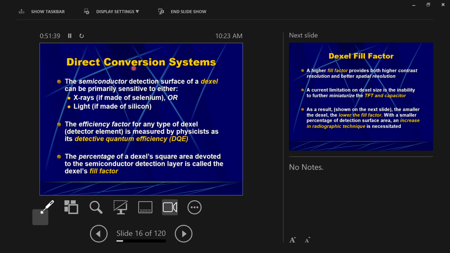All DR systems either use selenium or silicon. If you have a system that uses silicon as its detector, as its semiconductor, it's not sensitive to X-ray light. So you have to convert the X-ray light into another kind of light. Your phones, your little camera chips on your phones, the detectors are all made of silicon because your phones are sensitive to visible light.